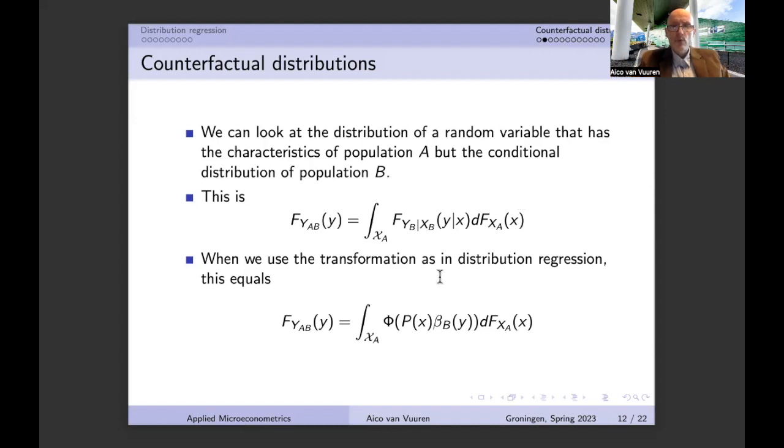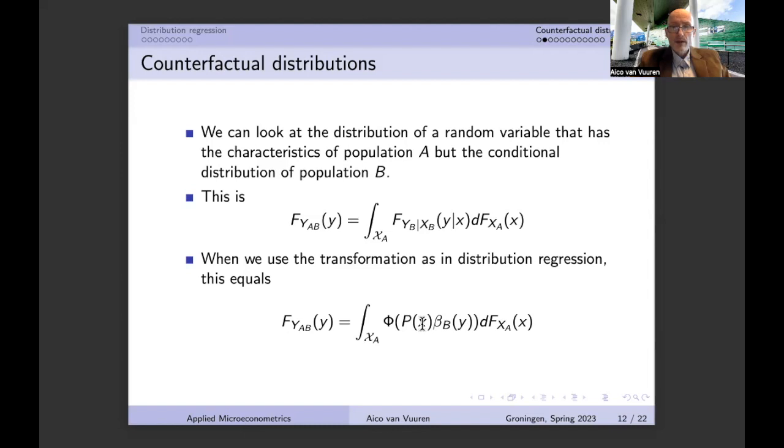Well, we can do that by using distribution regression. We could use the transformation of distribution regression, and then this thing is going to look like this thing that we have over here. It's exactly the same, but now we replace this distribution that we have over here by this distribution, where we now have these coefficients of the B population over here.